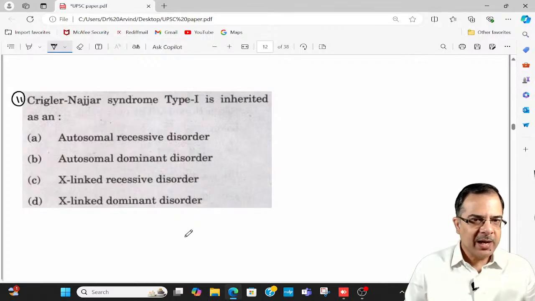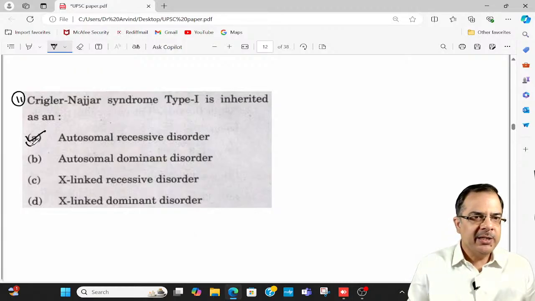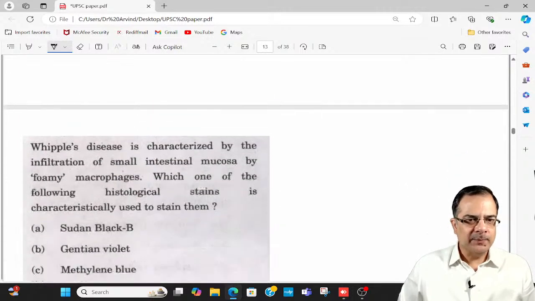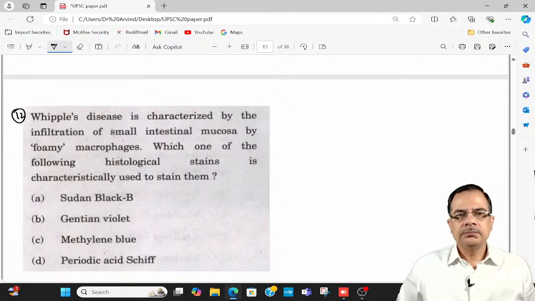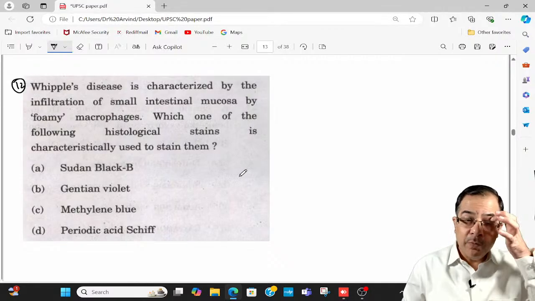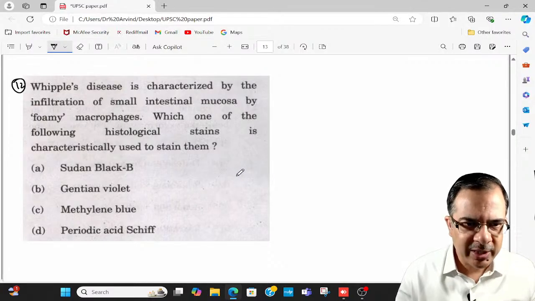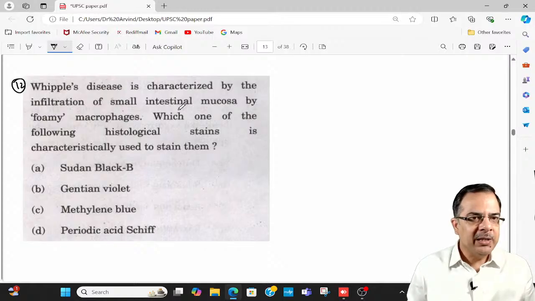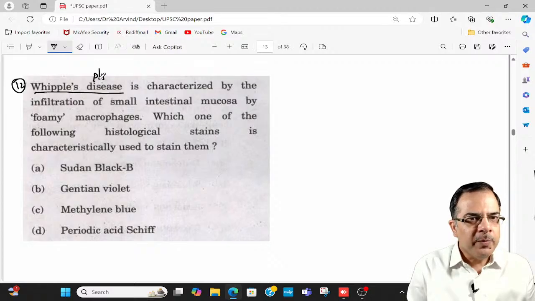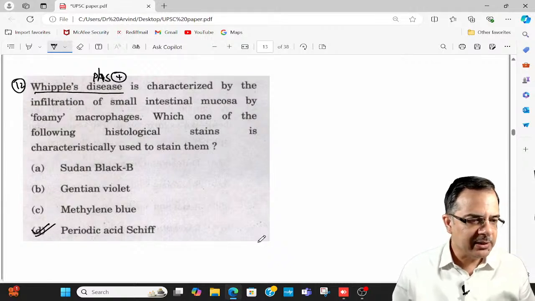Question is, Crigler-Najjar type 1 is inherited as. This is a fact question, a one-liner question. It is inherited as an autosomal recessive disorder. So fact based question. Question 12. Whipple disease is characterized by infiltration of small intestinal mucosa by foamy macrophages. Which of the following is the histological stain characteristically used? Typically Whipple disease is diagnosed by PAS positive foamy macrophages. So the stain used here will be PAS. D will be the correct answer here.